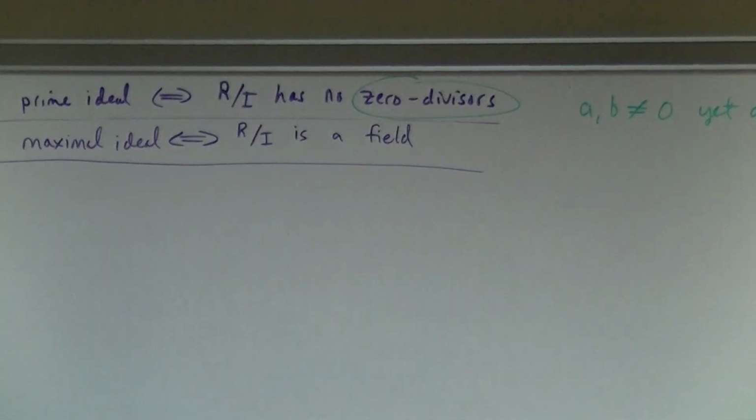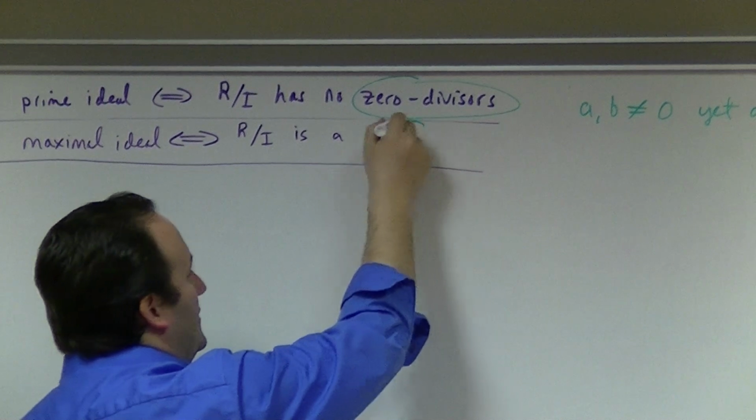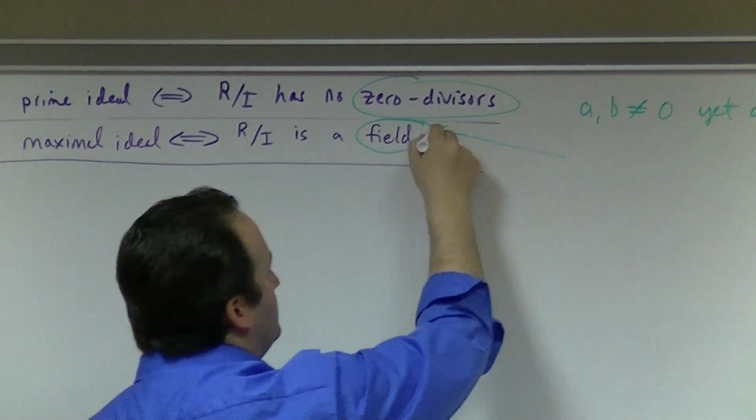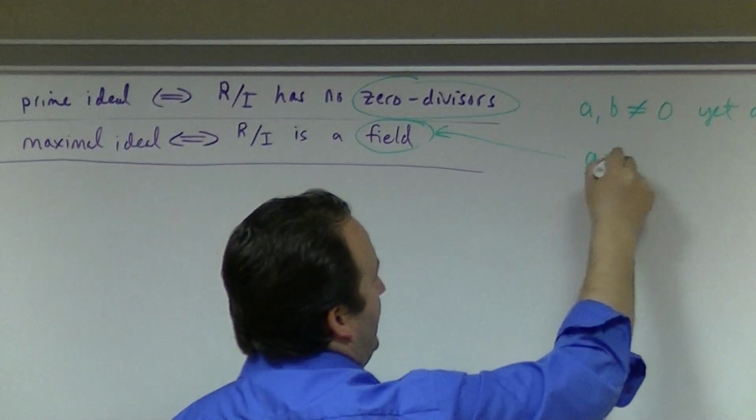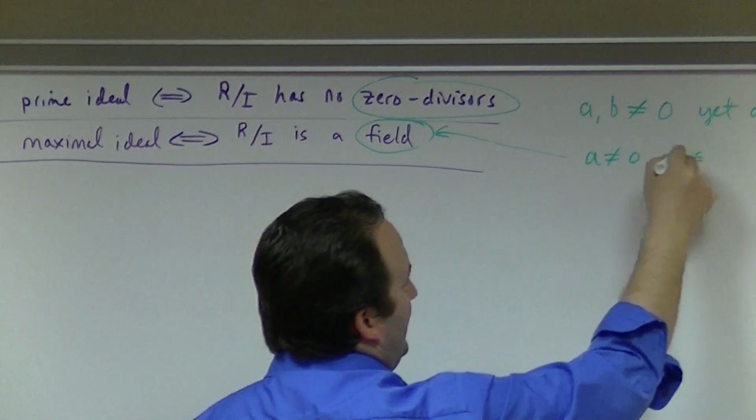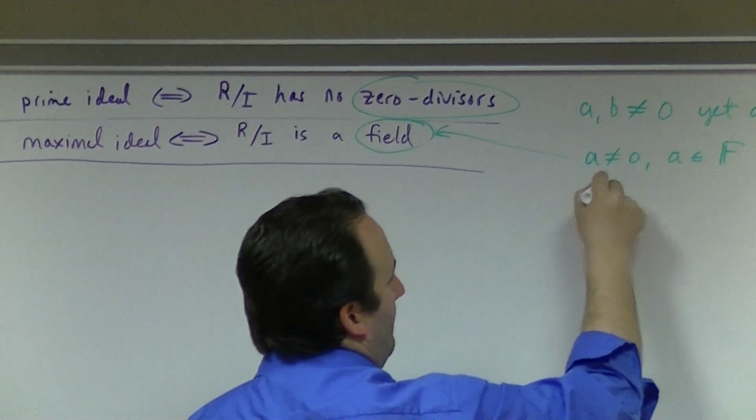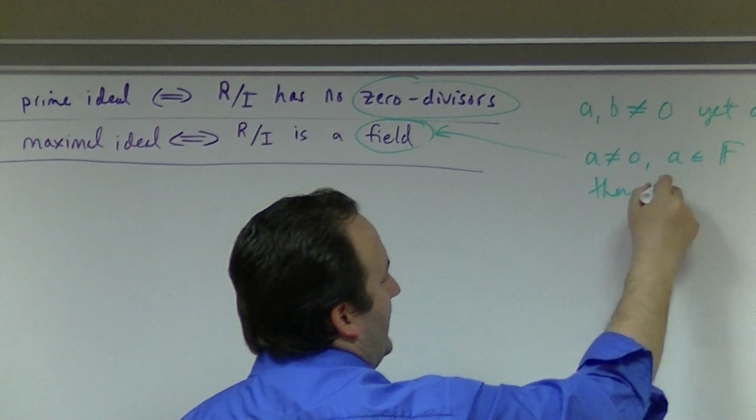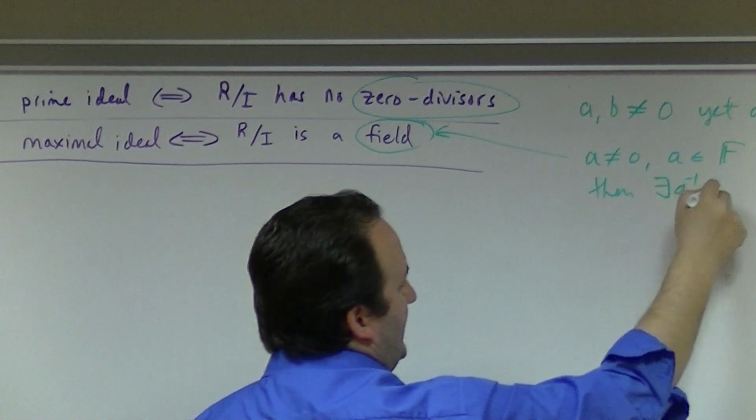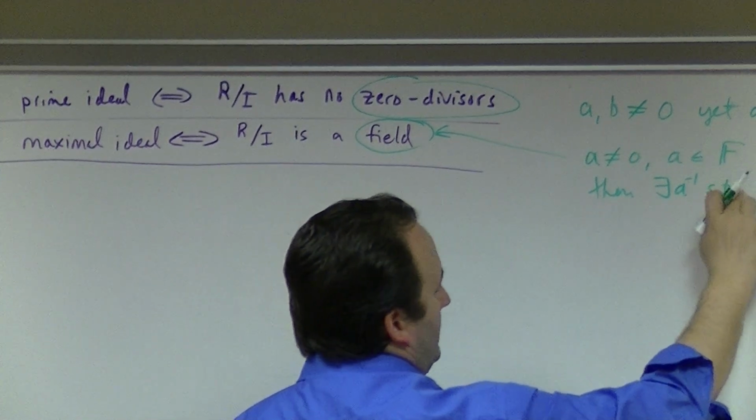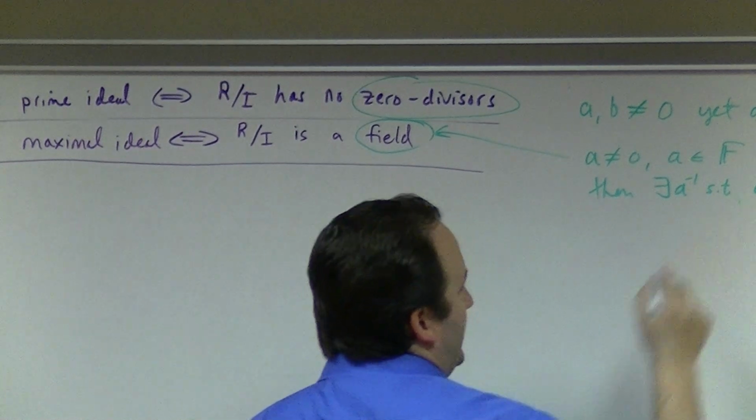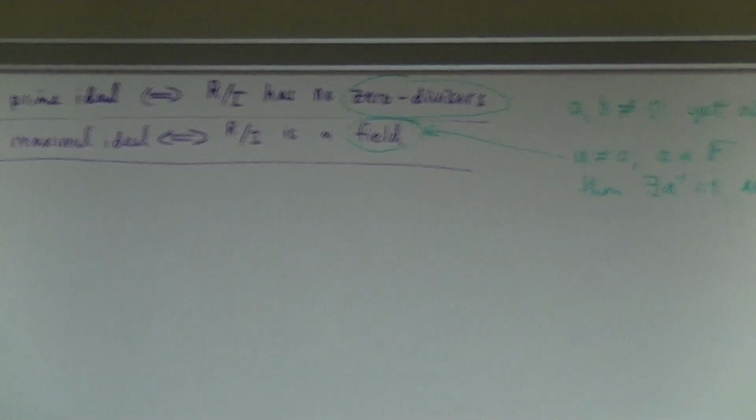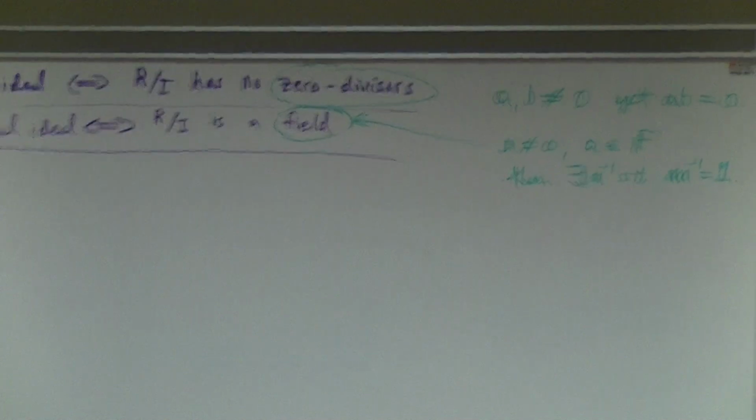Daniel, what is a field? A field is: if A is not equal to 0 and A is an element of F, then what? A has an inverse. Right, there exists A inverse such that A times A inverse is equal to the number 1. In other words, every non-zero element of the field is a unit. That is a fast way to say it.